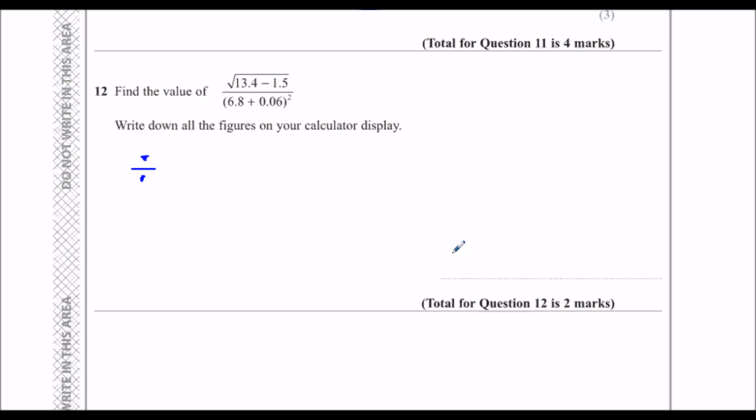Write down all the figures on your calculator display, and there are a lot on mine. I've got 0.07330359081.